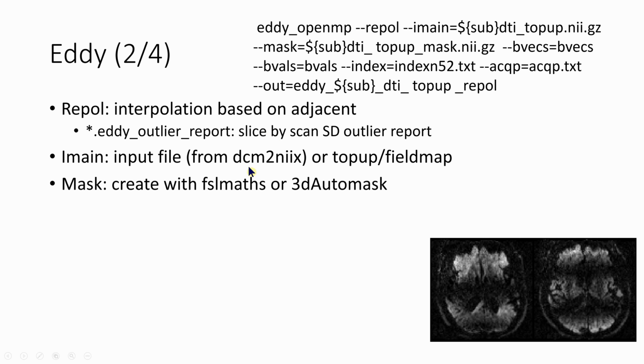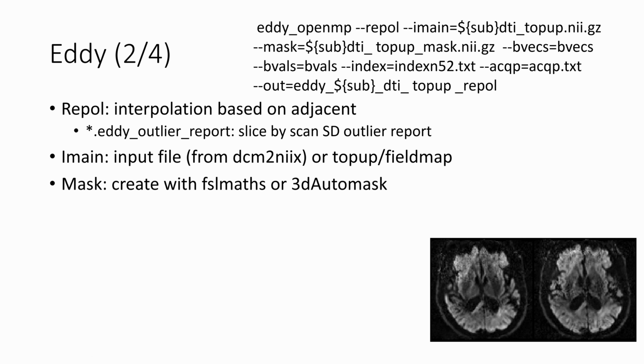You want to create a mask, and you can do that with FSL Maths, which has a mask thresholding program, or you can do it with 3D Auto Mask like we had done for the functionals. What you can see here is an example of some of the slice artifacts. It's blinking back and forth between that wiped out gradient as someone passed across the gradient fields, and it's interpolating it based off of other adjacent directional files.